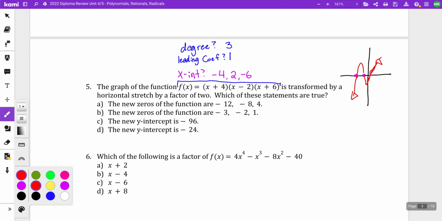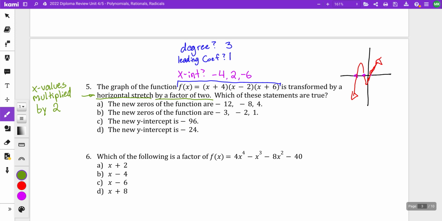Okay. It says that equation is transformed by a horizontal stretch by a factor of 2. All right, that means x values are multiplied by 2, not 1/2. If I was to write it in function notation, it would look like this. But the actual effect is a multiplication of 2.